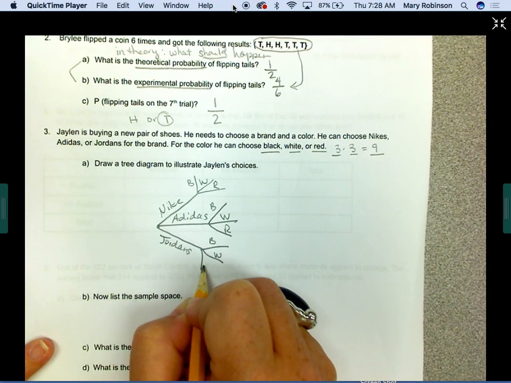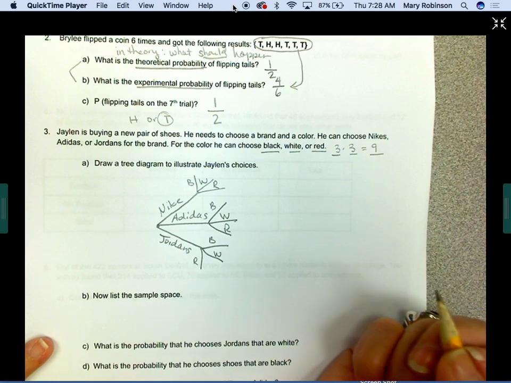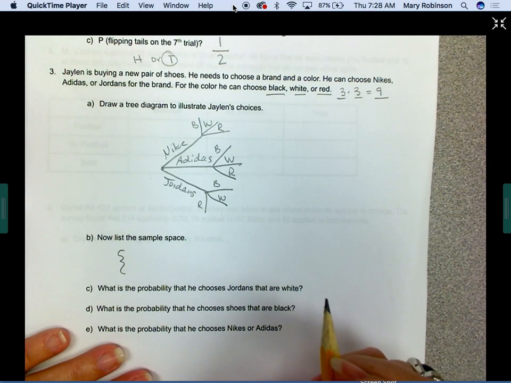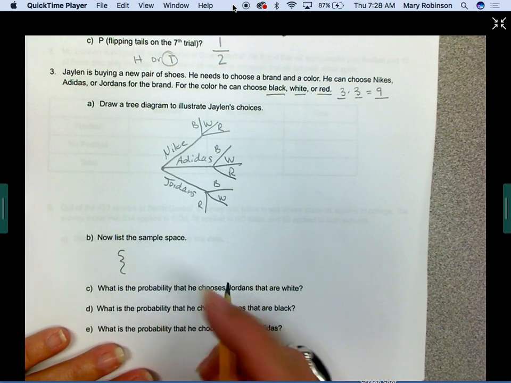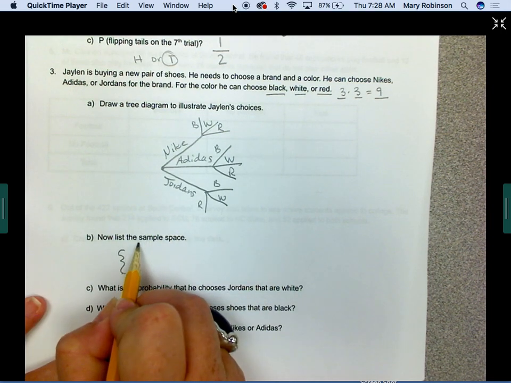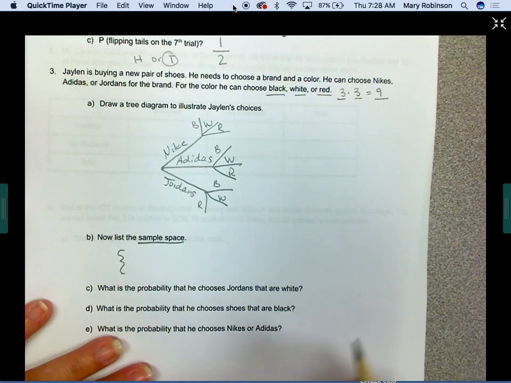Black, white, or red. And that would be your tree diagram. The sample space is a list, meaning the outcomes separated by commas that begin with a brace and end with a brace. That's in your definition for your vocabulary for this unit.